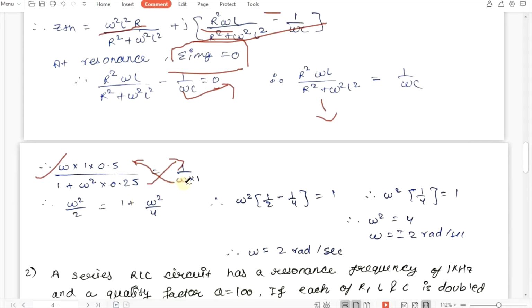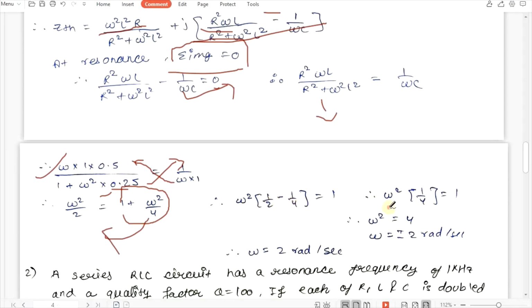So we will get omega into omega, which is omega square. 0.5 is basically 1 by 2, so omega square by 2 equals, if we take this term to this side, 1 plus omega square multiplied by 0.25. 0.25 is 1 by 4, so we will get 1 plus omega square by 4. Now if we take this omega square by 4 to this side, we will get omega square by 2 minus omega square by 4. It is nothing but 1 by 2 minus 1 by 4, so it will be 1 by 4 itself.